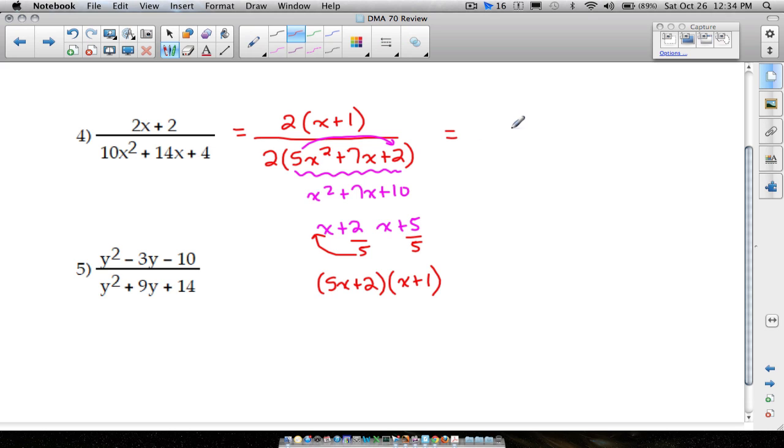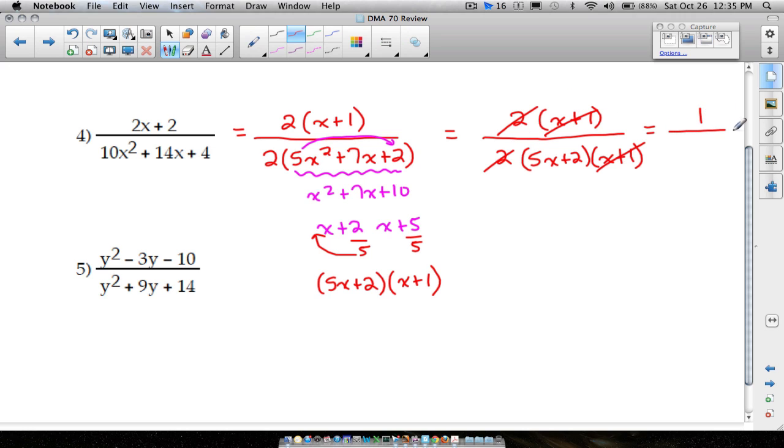So from there, writing this out, leaving the top alone for right now, 2 times x plus 1 over, there's a 2 over here, don't forget that one over here. And then the way we factored this to get 5x plus 2 and x plus 1. So now cancel out whatever you have in common at the top and bottom. The 2's cancel and the x plus 1's cancel. Do not put a 0 up here. There's still an understood 1 up there, and this is over.